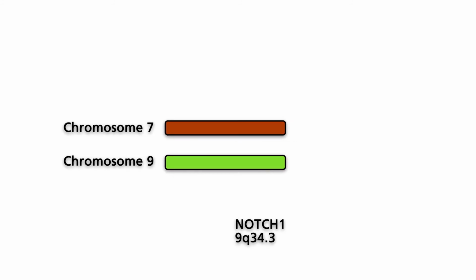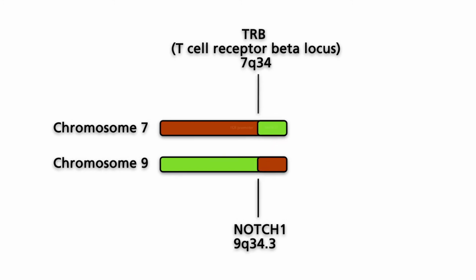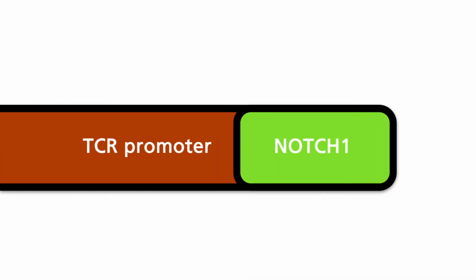The Notch1 gene is mutated in over half of all T-cell leukemias. The reciprocal translocation between chromosomes 7 and 9. The important role played by Notch1 in T-cell leukemia first became evident through the analysis of the reciprocal translocation between chromosomes 7 and 9, leading to the translocation of the Notch gene into the T-cell receptor beta locus. As a result of the translocation, a promoter of the T-cell receptor locus drives the transcription of the Notch1 gene.